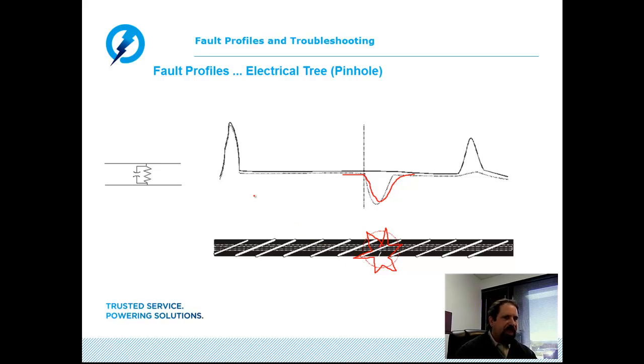So again, the electrical tree is a rather common fault that you will find on many of your service age cables. Profiling this fault is fairly straightforward, and typically this type of fault will not give us too much difficulty in locating.